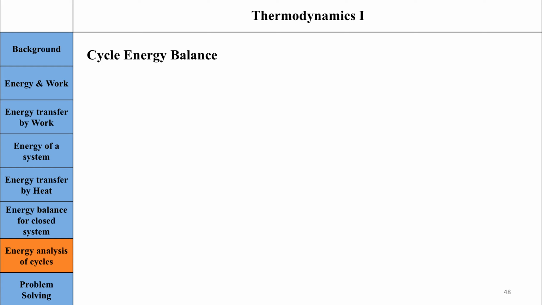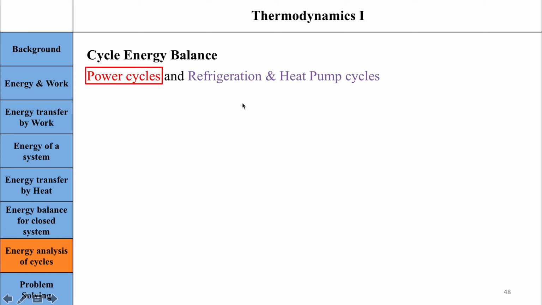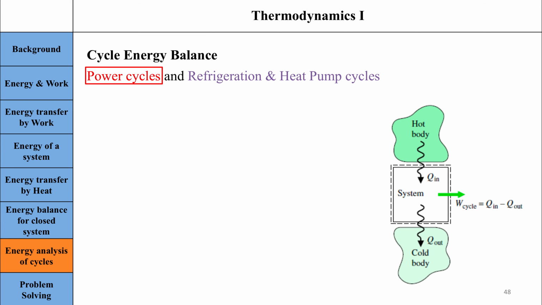Moving on, we usually have two different classes of thermodynamic cycles. First, we have the power cycles, and then we group refrigeration and heat pump cycles together. First of all, we're going to be looking at power cycles. Let's say that we have a system here that is undergoing a cycle while it is communicating thermally with the hot body and the cold body.